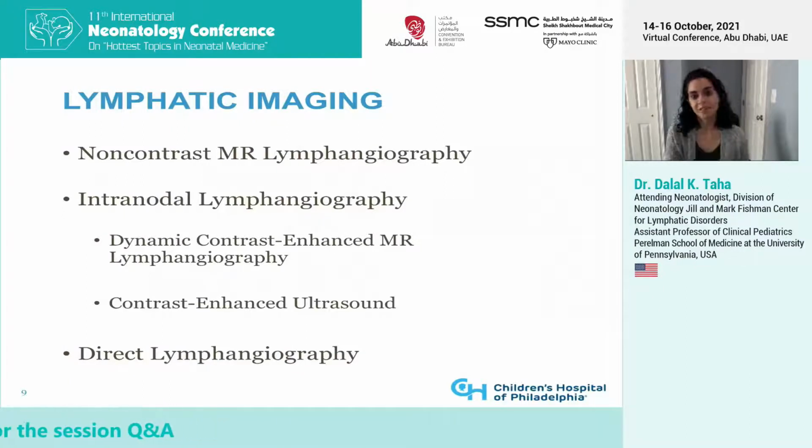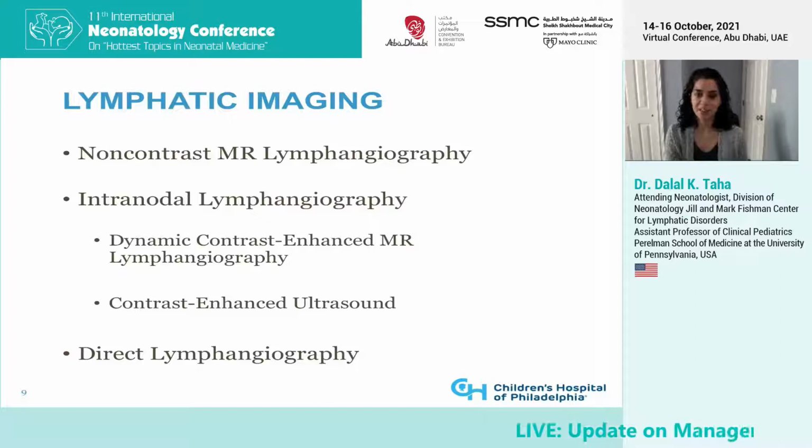When we suspect a lymphatic flow disorder, we try to obtain imaging, which we hope will help us make a diagnosis. I'll go through these different types of imaging techniques.